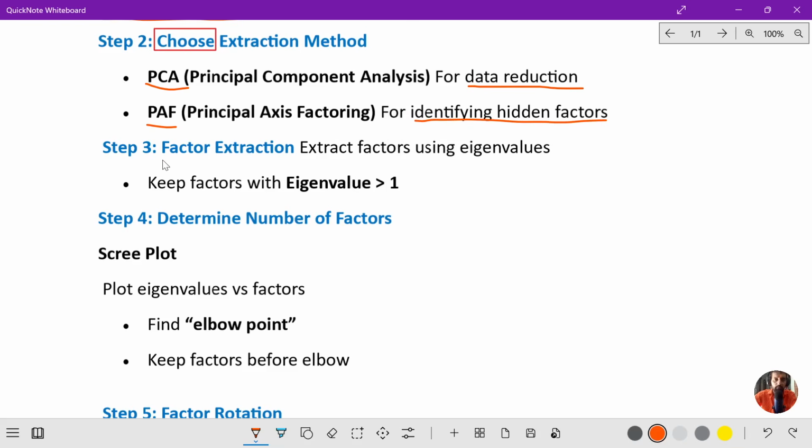In the third step, we are going to have factor extraction. Extract the factors using eigenvalues. Keep factors with eigenvalue greater than 1. When we find the eigenvalues, when the value is greater than 1, we keep those values and remove the other values. So extract factors using eigenvalues. The fourth one is determine the number of factors. First, second, third completed. Now we go for the fourth one, determine the number of factors.